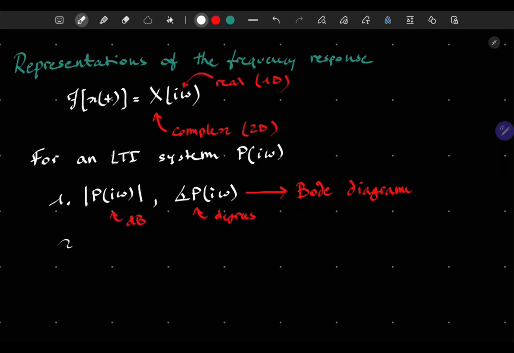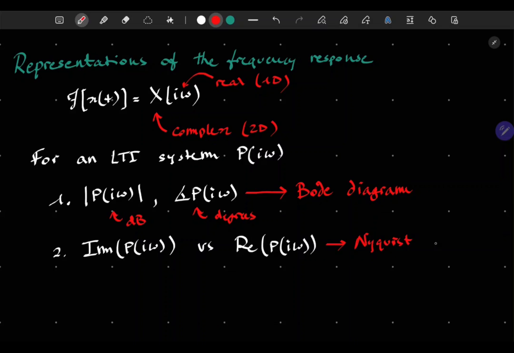As an alternative, we can represent on the same graph the real and imaginary part of the harmonic response function. And this is the so-called Nyquist diagram. This diagram will be very important when dealing with the stability of linear systems.